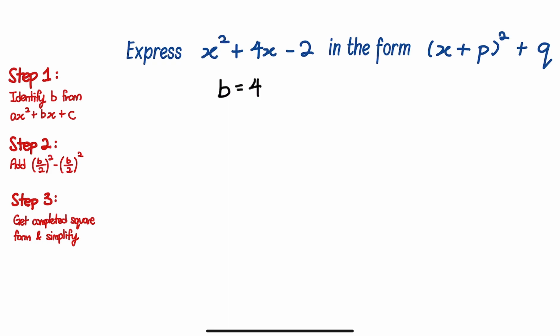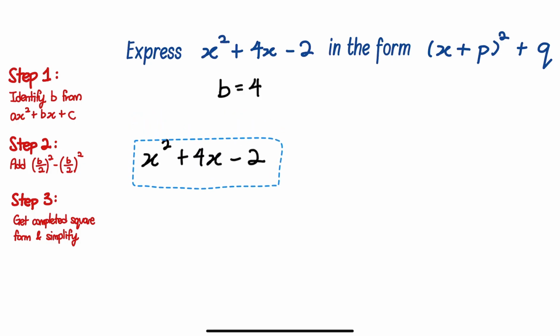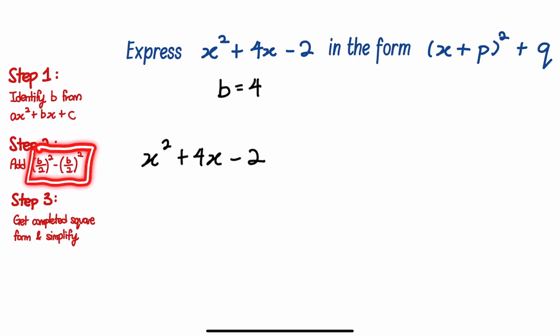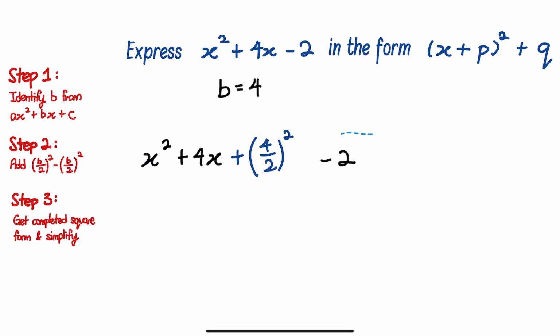So now I can write this expression: x squared plus 4x minus 2. Once I've identified b, I can move on to step 2, which is to add b over 2 squared, minus away b over 2 squared, to make the expression equivalent. So this negative 2 I can shift to the side. I'll add it just after the x term. This will be plus 4 over 2 squared, then I minus away 4 over 2 squared. Now I've done step 2.